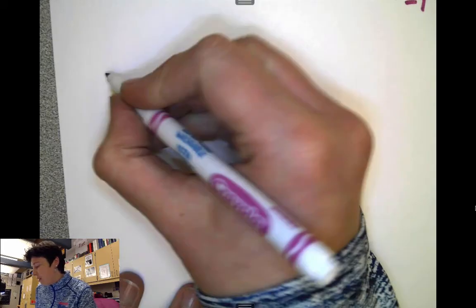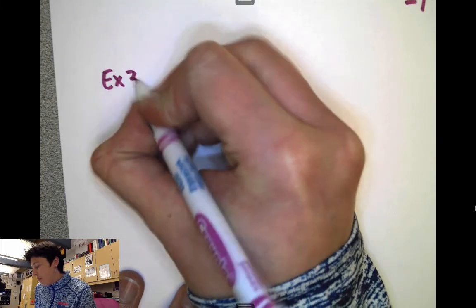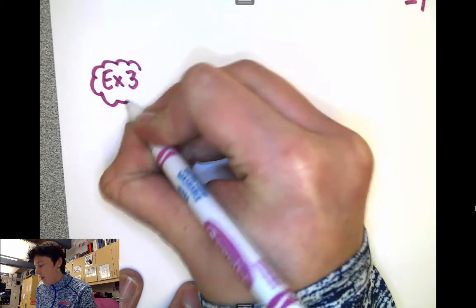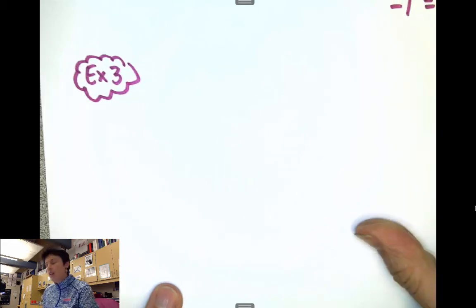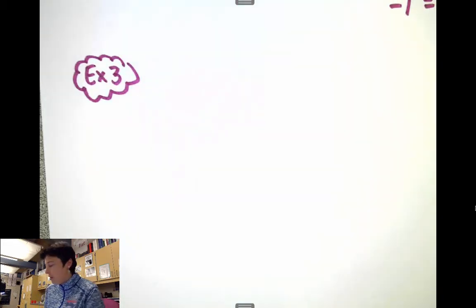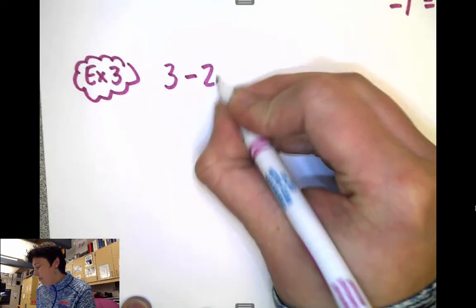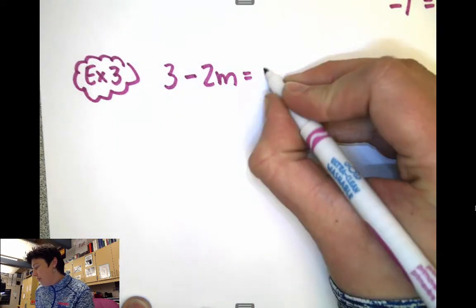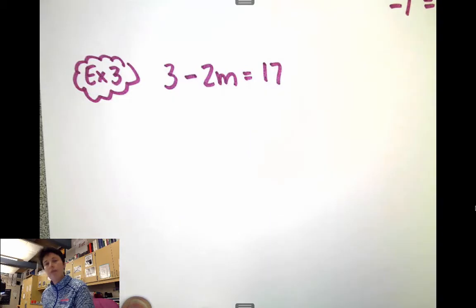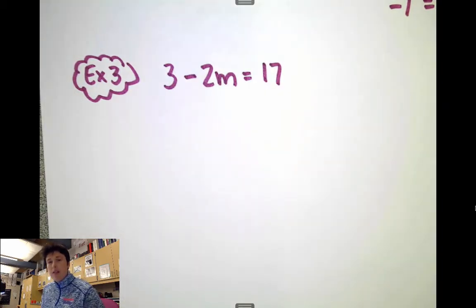Okay, so now it's your turn. I'm going to give you one, and I want you to pause the video and see if you can solve it first. So I'm going to give you example 3. And if you pause the video and try it, you can see if you're kind of understanding this or not. So here's the one I'm going to give you. Can you solve 3 minus 2m equals 17? 3 minus 2m equals 17.